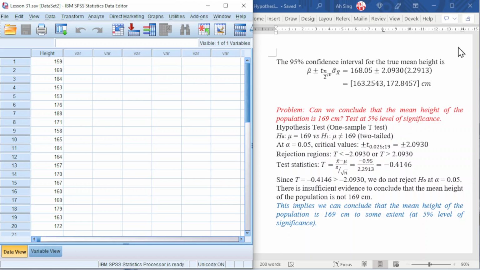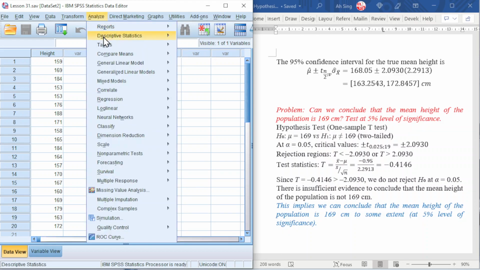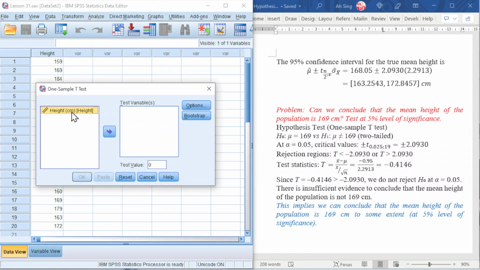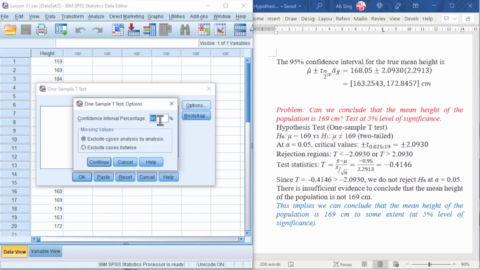Today, I would like to share how to perform one sample t-test by using SPSS. Firstly, go to Analyze, look for Compare Means. Click on one sample t-test. Move the variable of interest to test variable. Click on Options and check the confidence level.